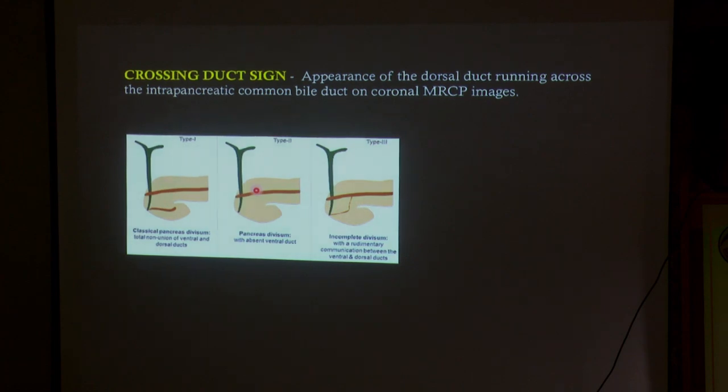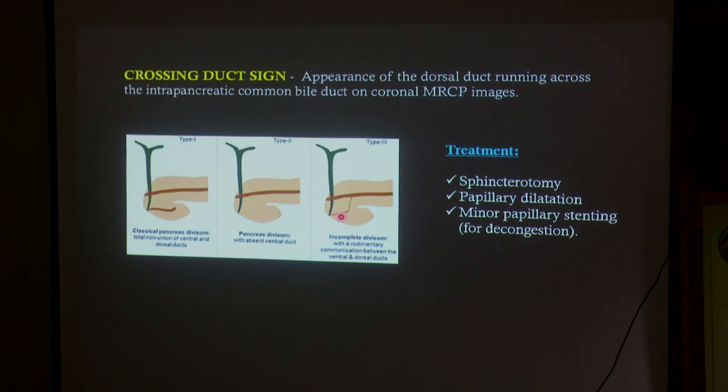It is divided into three types. Type 1 is the classic case with total non-union or non-communication between the ventral and dorsal ducts. In type 2, there is only the dominant dorsal duct without the ventral duct, so there is an absent ventral duct, whereas in type 3, the ventral duct is present and there is a rudimentary communication between the dorsal and ventral ducts. So how do you manage this? It is managed by sphincterotomy, papillary dilatation, or minor papillary stenting for decongestion of the dorsal duct. It's a case of pancreas divisum.